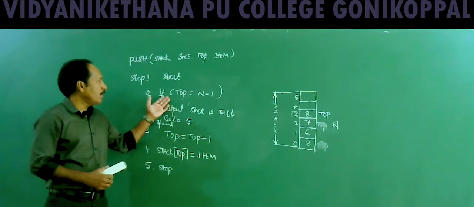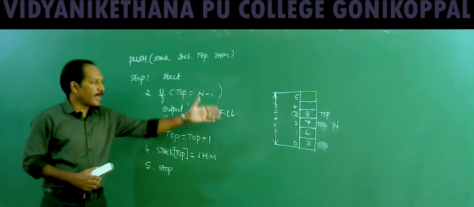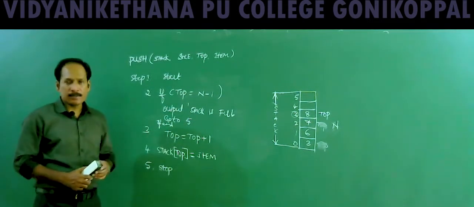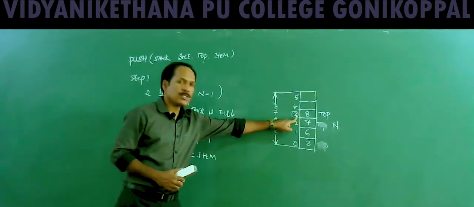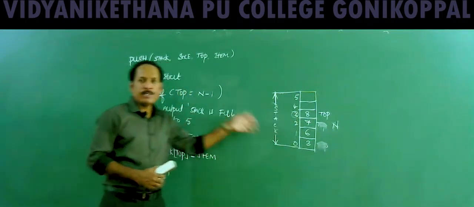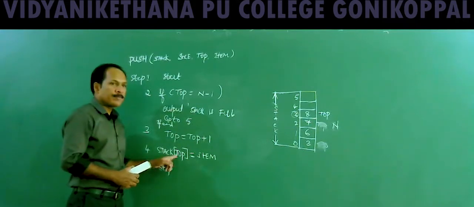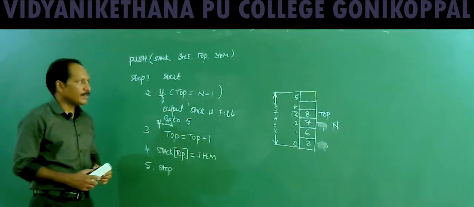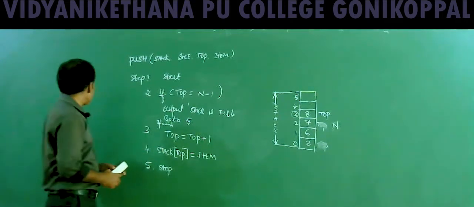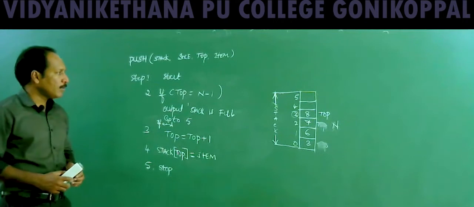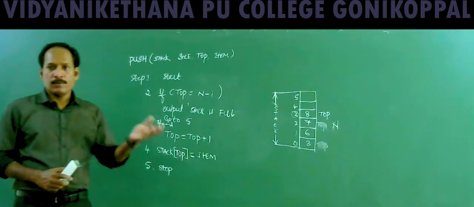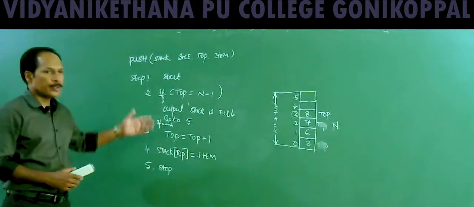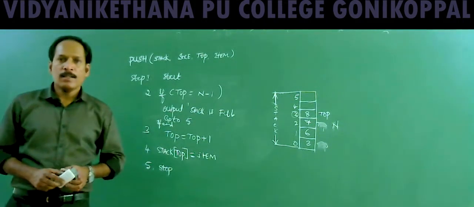That's why we check: if top equals n minus 1, the stack is full, so we cannot insert. Otherwise, increase the pointer so that it shifts to the next memory in the array. There you add the new element item, and that's all. So this is a simple algorithm to insert an element into the stack. Now we go to another algorithm, the pop algorithm. So this is push, and one more algorithm is called pop.